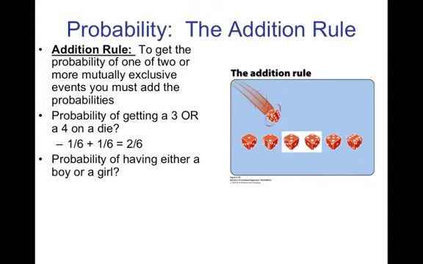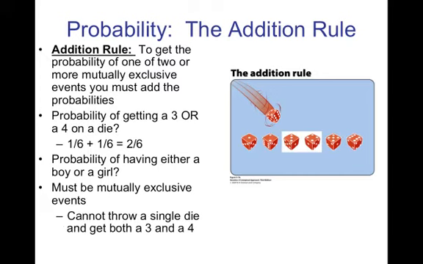All right. So these are mutually exclusive events. Now, this kind of sounds a little silly. Probability of having either a boy or a girl. Well, we know it has to be a boy or a girl. Probably not the best example, but it does fit because you know that each one of these are mutually exclusive. And so for that answer, it would have to be 100%. So you cannot throw a single die and get both a 3 and a 4. It's got to be one or the other.